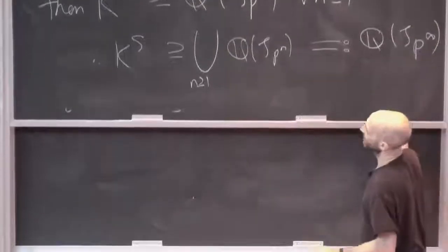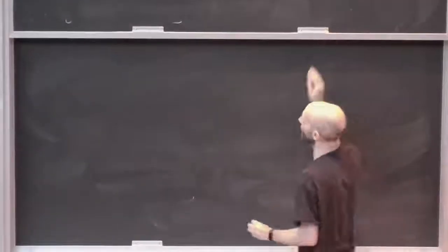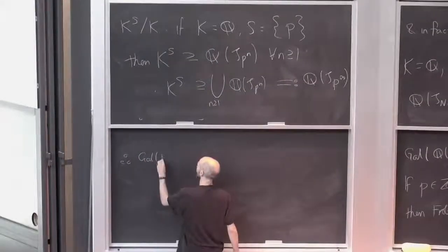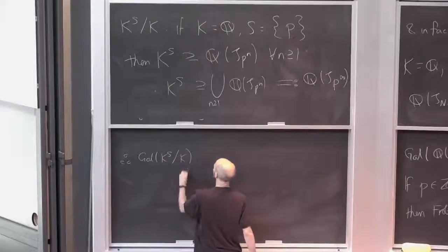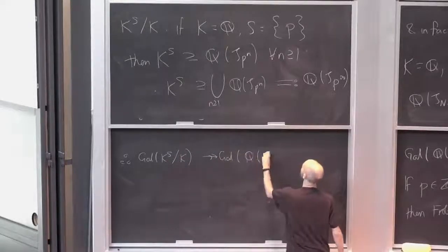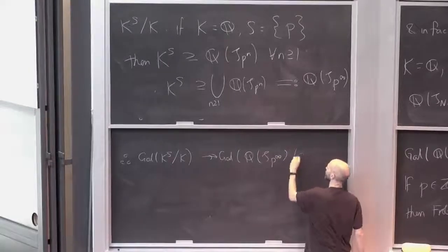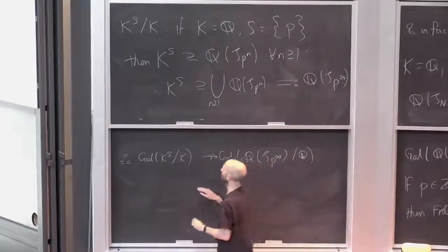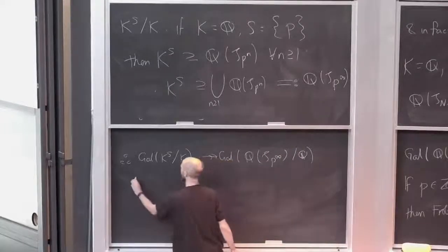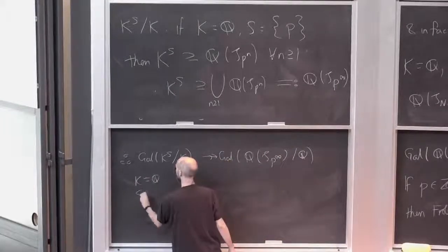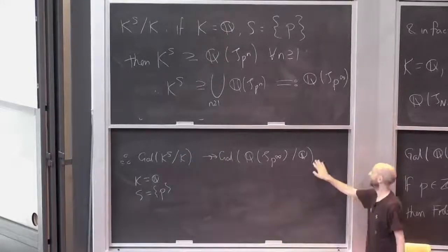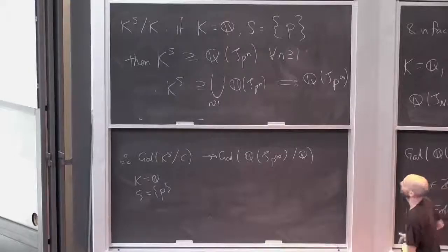So there's that, and therefore Gal(Ks over K) is going to surject onto Gal(Q(zeta_P^infinity) over Q). So this is Q, really. K is Q, and S is P. And that Galois group there surjects onto this group. So you can see this is infinite, but it's actually also comprehensible.